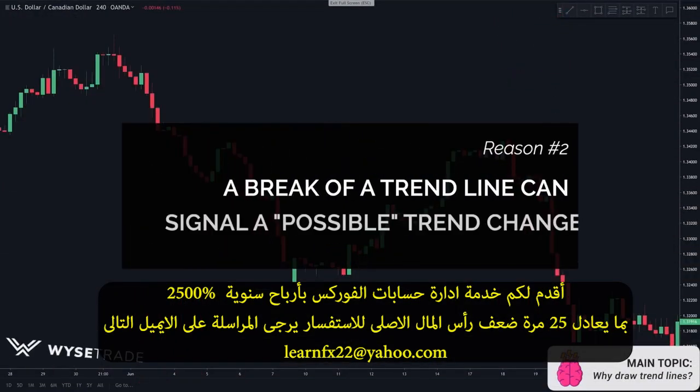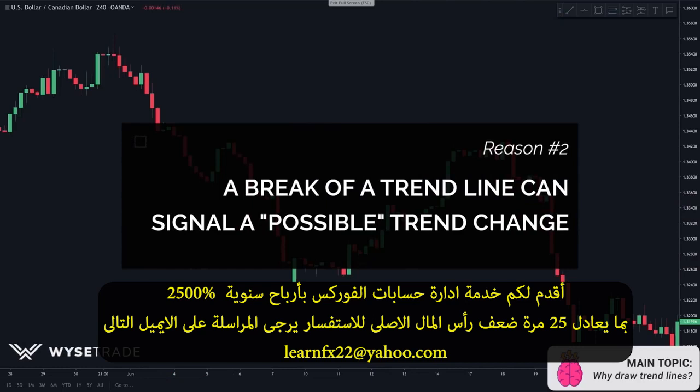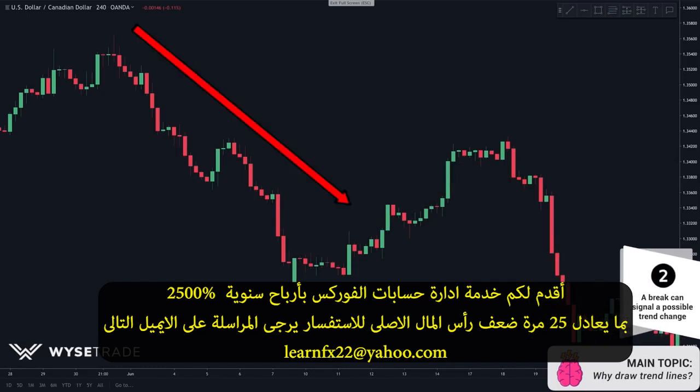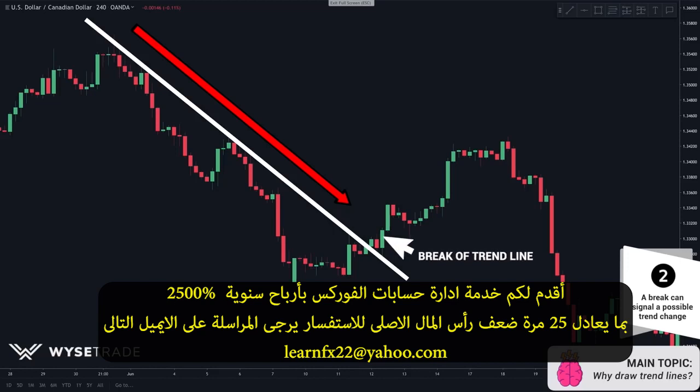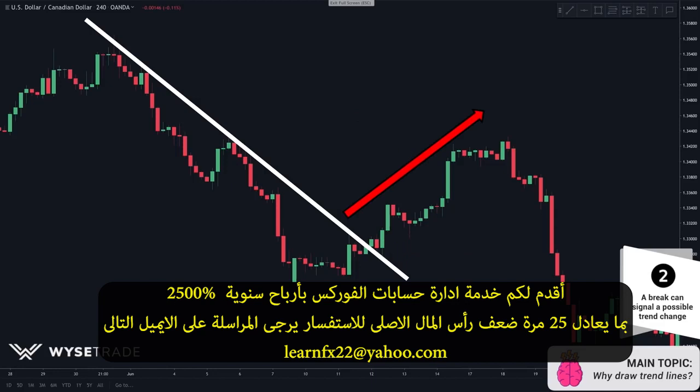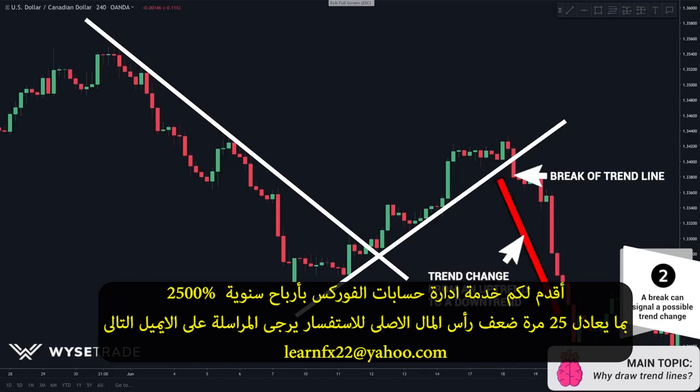Now, the second reason we draw trend lines is because a break of a trend line can signal a possible trend change. So in a downtrend, we have our trend line placed above the trend. When price breaks this trend line, it can signal a possible trend change to an uptrend. Now, vice versa. In this moving uptrend, we have our trend line placed below the trend, and when price breaks this trend line, it can signal a possible trend change to a downtrend.